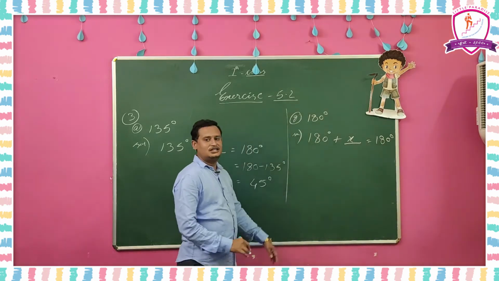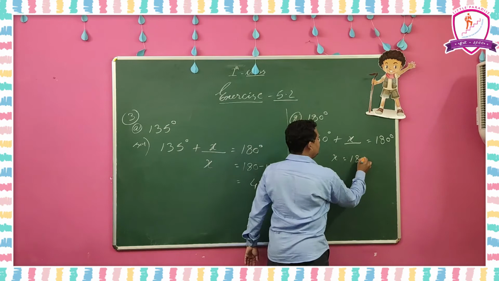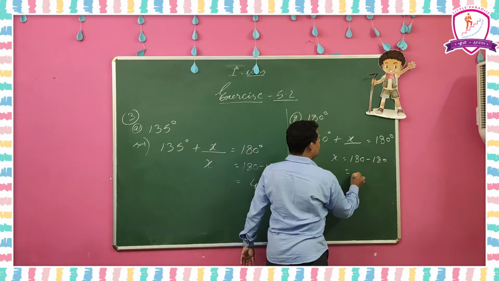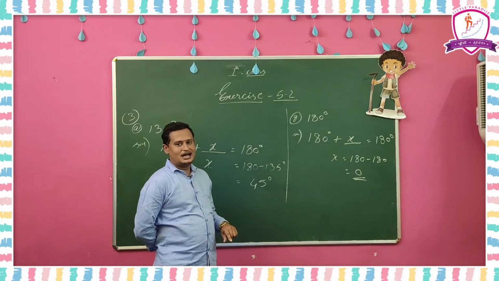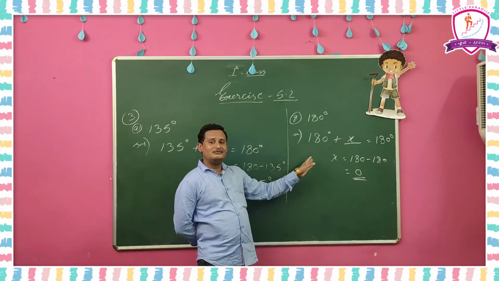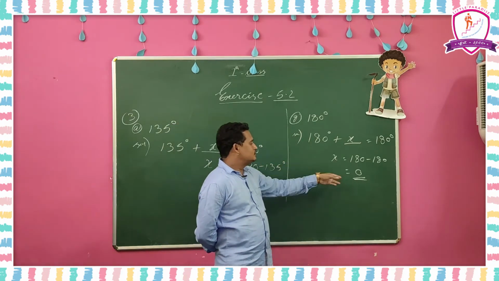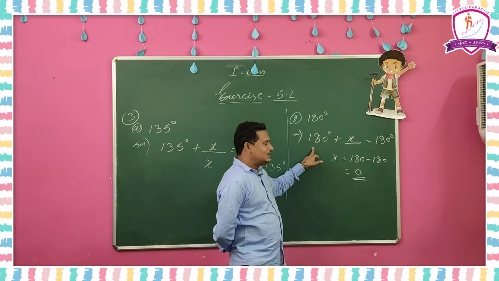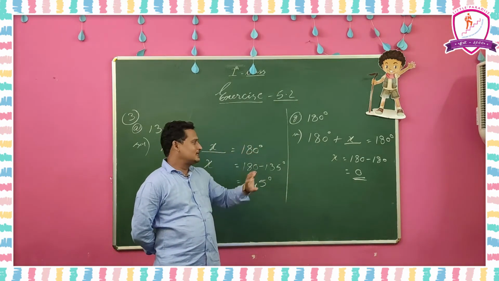We should add 0 to 180, which means x is equal to 180 minus 180 is equal to 0. 0 is the supplement for 180 degrees. So that 0 degrees and 180 degrees can form supplementary angles. Okay, like that you have to write.